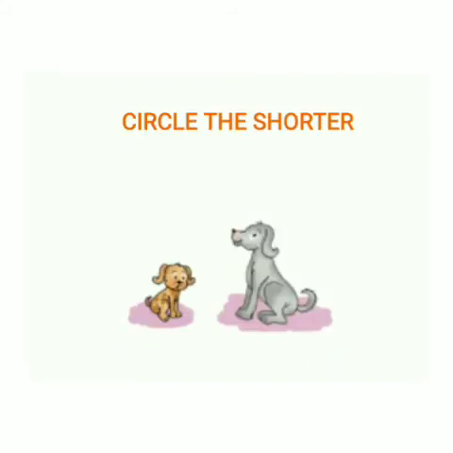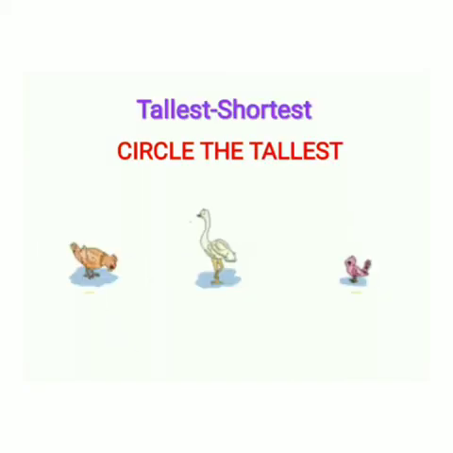Now next example, circle the shorter one. Here we have a picture of a dog and its puppy. Which one is shorter? A dog or its puppy? Yes, puppy. Let's move further. Next topic is tallest and shortest. Here we have to make a comparison between more than two things. That's why we use the words tallest and shortest, not taller and shorter. Let's have a look at some examples.